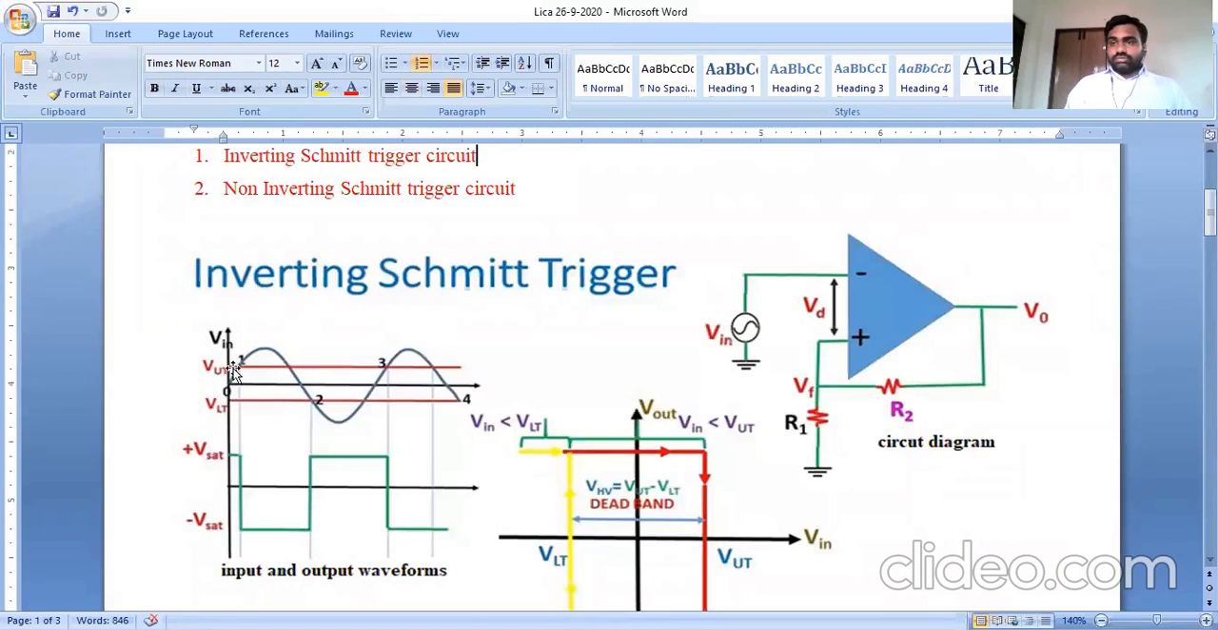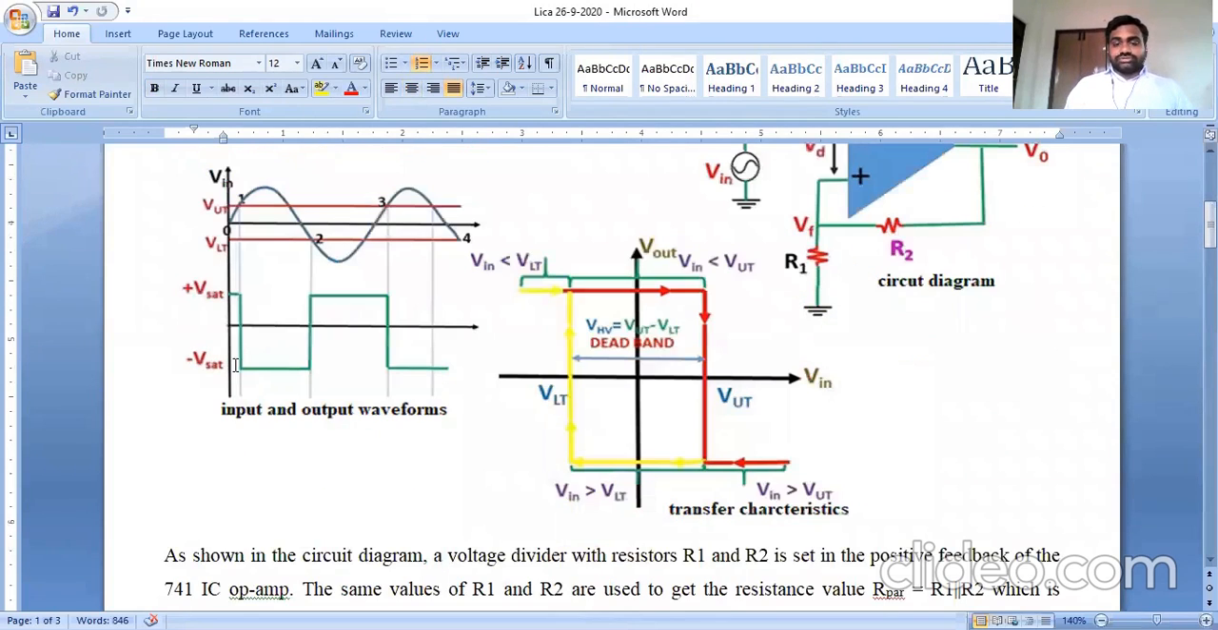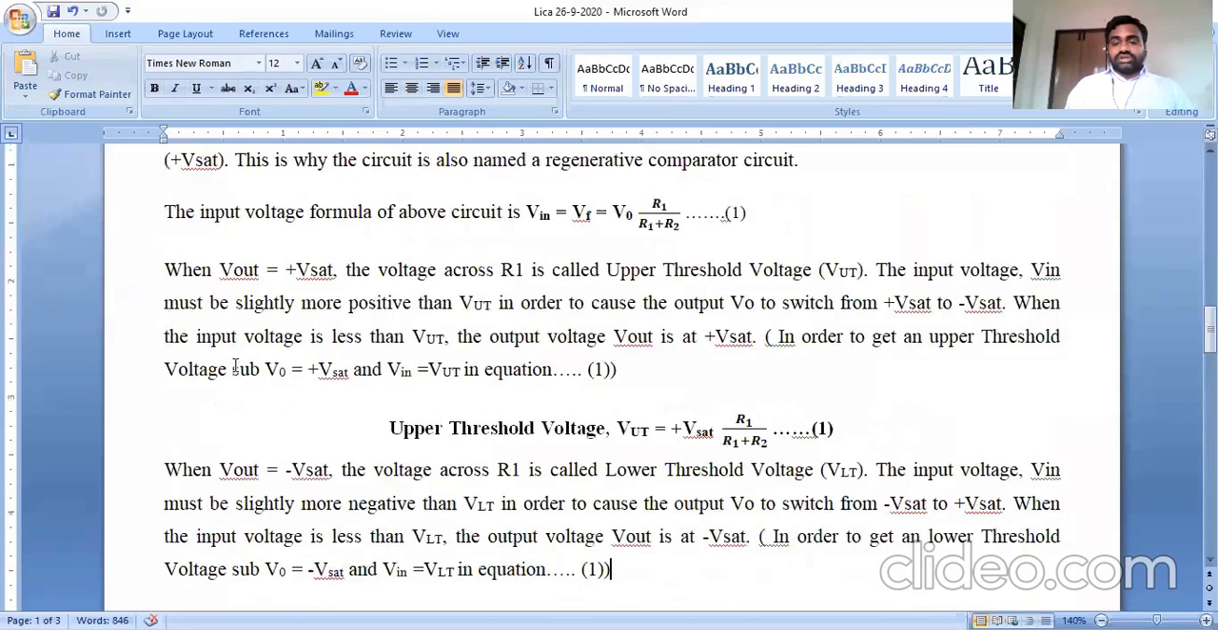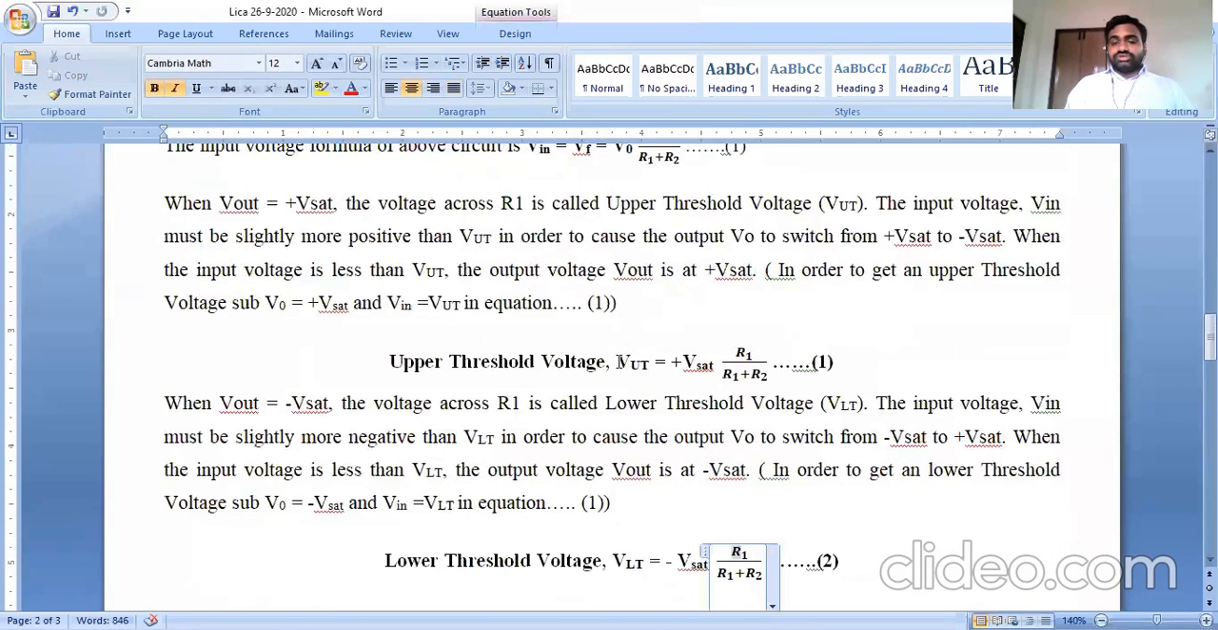From 0 to 1, the input voltage is more positive than the upper threshold value. This condition exists. The input voltage is represented with respect to the upper threshold value, and the output voltage is experienced with respect to plus saturation.